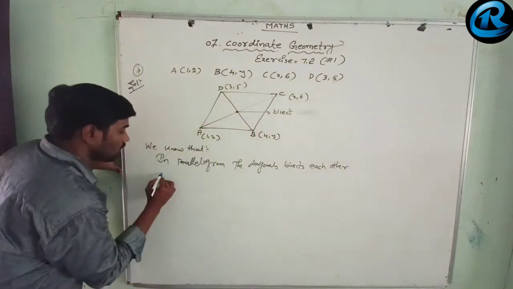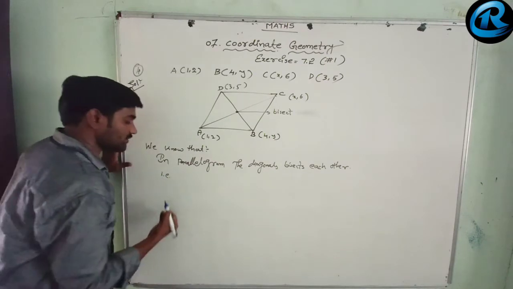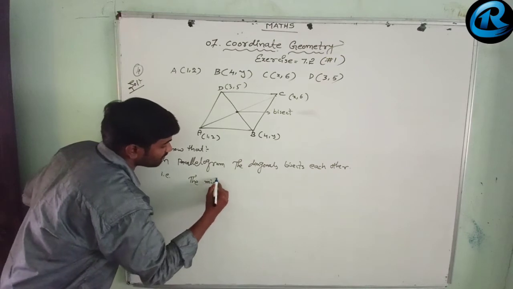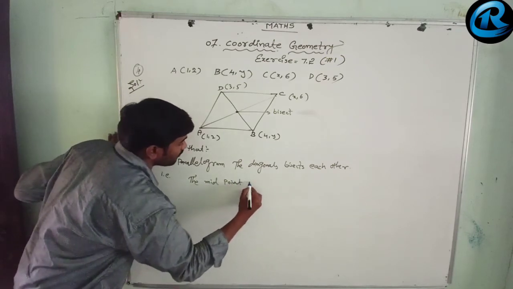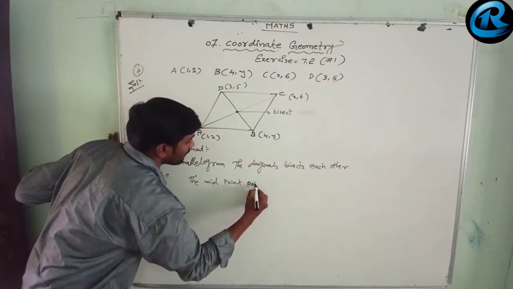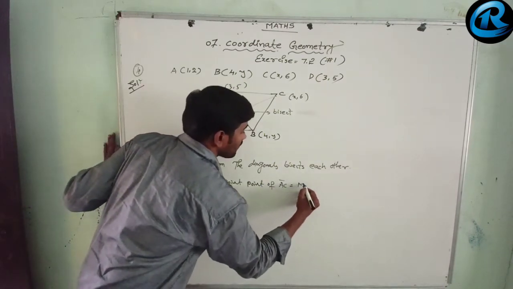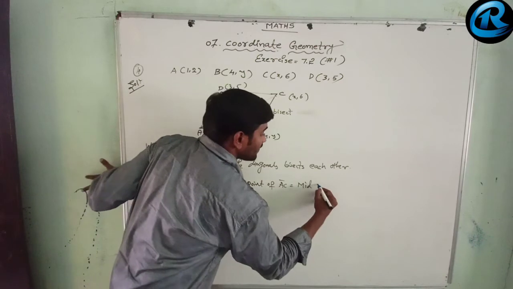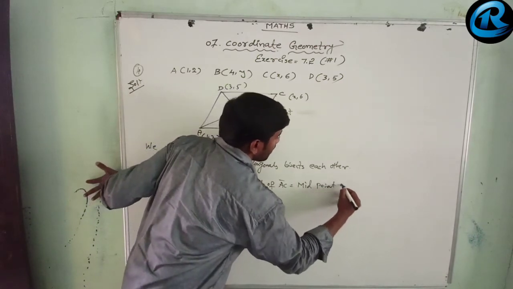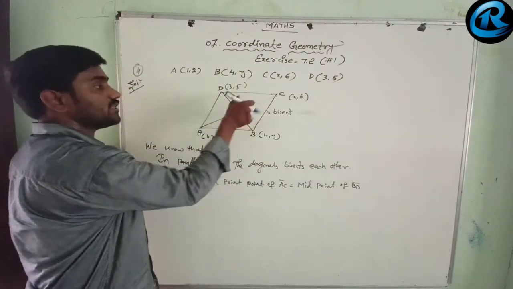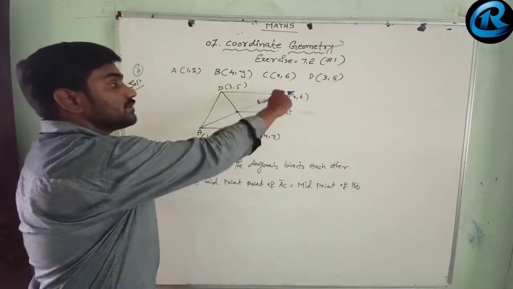That means what is the meaning of that? That means the midpoint of AC is equal to the midpoint of BD. Midpoint of AC అనేది midpoint of BD ఉండాలి. That means they bisect each other.